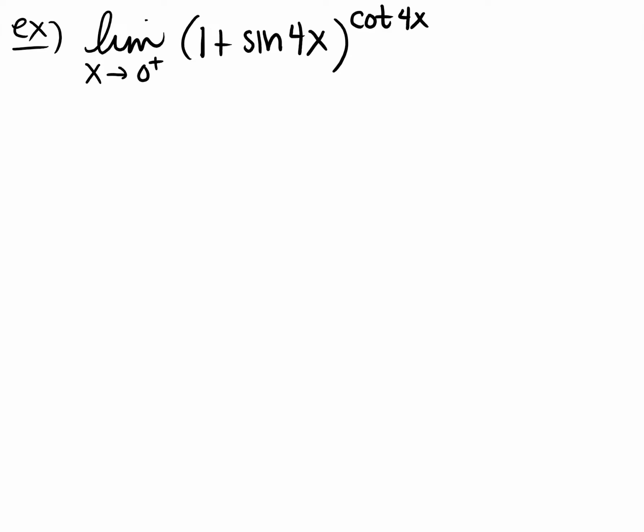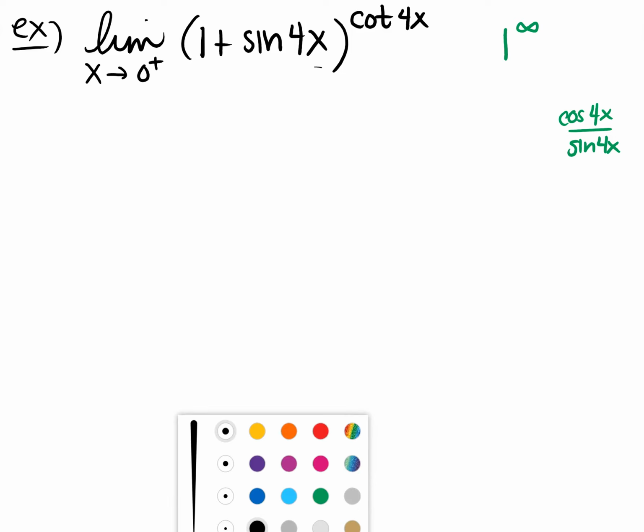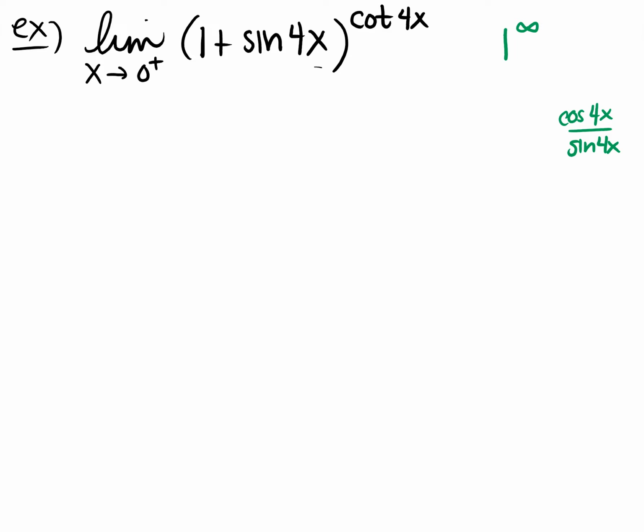Okay, so let's look at what my indeterminate form is. If I put in 0 for x, the sine of 0 is 0, so the inside's just going to become 1. And then the cotangent of 4x, so remember cotangent is cosine over sine. Sine of 0 is 0, so I guess 1 over 0, which is infinity, basically. So make sure you're able to state what your indeterminate form is. You should be doing that on your homework, stating each indeterminate form.